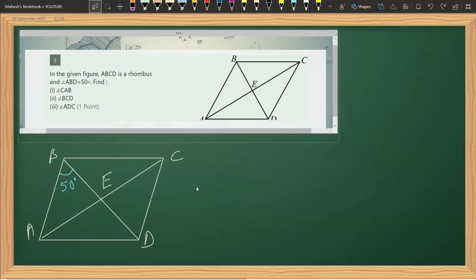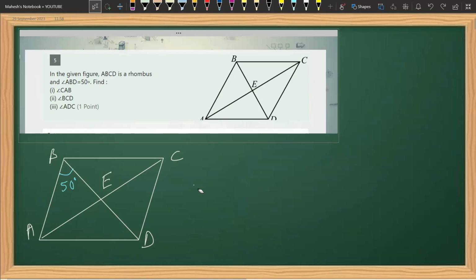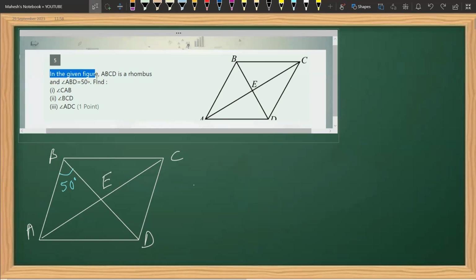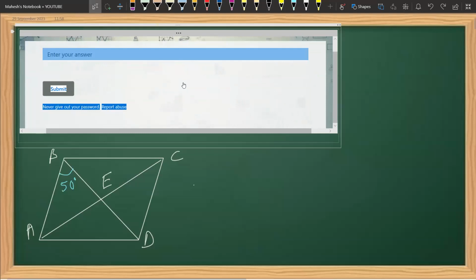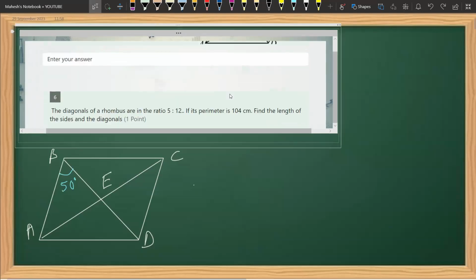Continuing with this chapter, Understanding Quadrilaterals, Class 8, we are now on the fifth question. It says that in the given figure, ABCD is a rhombus, and we are also given the value of angle ADB, which is 50 degrees. What we have to find are angle CAB, angle BCD, and angle ADC. So let's see how we can do this question.